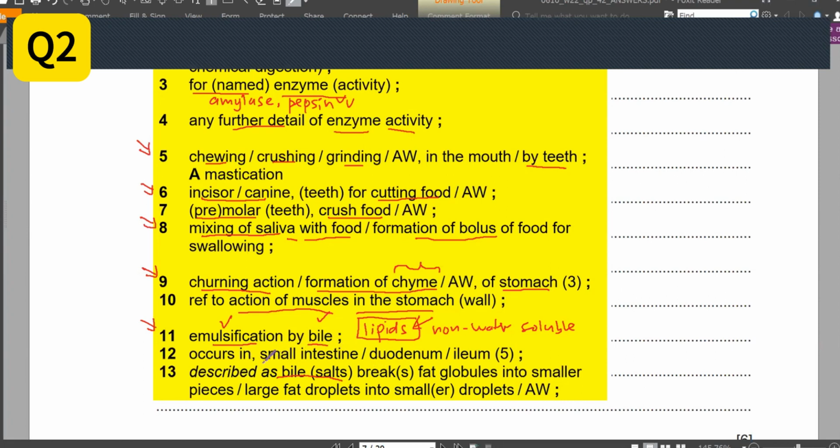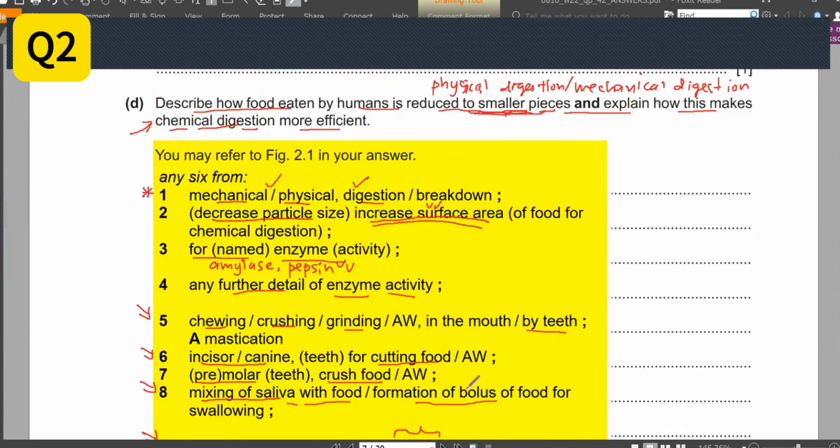This process occurs mainly in the small intestine. The presence of bile will break the fat globules into smaller pieces. Large fat droplets will be turned into smaller droplets, and again, this will increase the surface area. All of these are the physical digestion processes that happen in our alimentary canal that will help the chemical digestion to become more efficient.